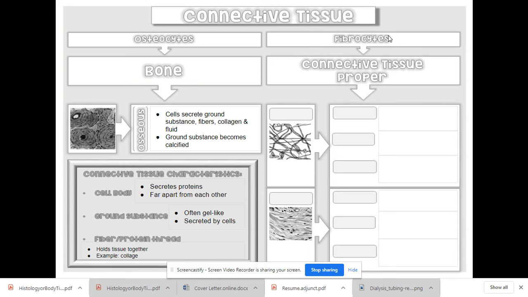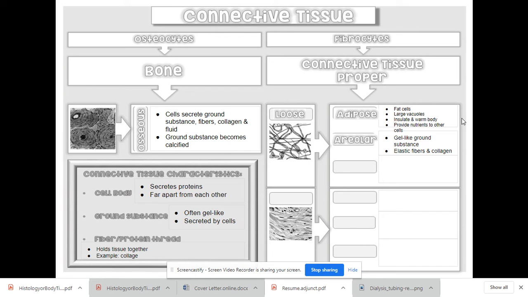Fibrocytes is another type of cell that makes up what's called connective tissue proper. There's one kind called loose, and it's called loose connective tissue because the cells are very far apart, and it's more flexible tissue. Adipose is the first kind, and that is what your fat cells are, that kind of tissue. They have very large vacuoles. They function to insulate and warm the body and also provide nutrients to other cells. So that's your adipose tissue.